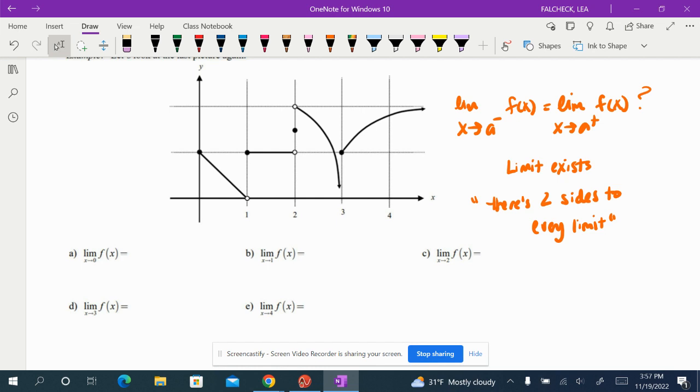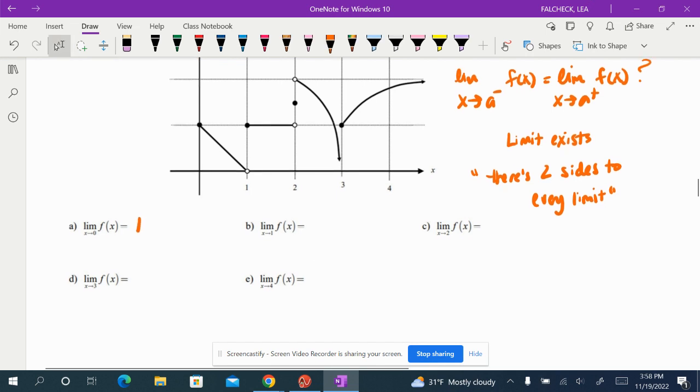Okay, so part A says the limit as x approaches 0 of f of x. Let's go to 0. Here we are. We have the function, or the y value that the graph is trying to get to at 0, is 1.